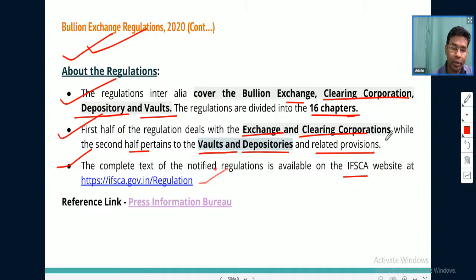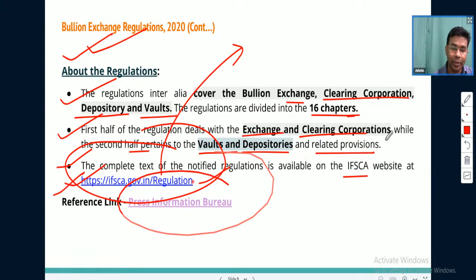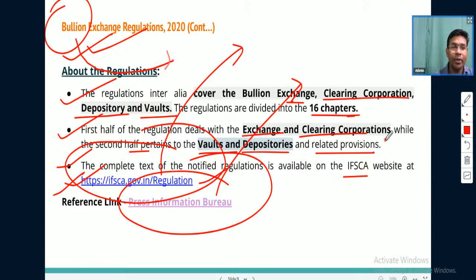If you want to learn more about this particular regulation, you can click on this particular link, or you can also visit our Press Information Bureau link. Using both the links, you will get to know more about these regulations that were released. I already discussed what we mean by bullion. For the management of the exchange, clearing corporation, depository and vaults, their regulations have been released and divided into two parts, and I have included a link of those regulations. If you want to learn more, you can visit this particular link.